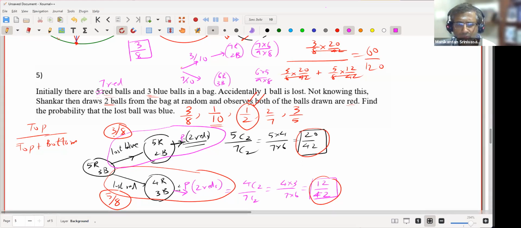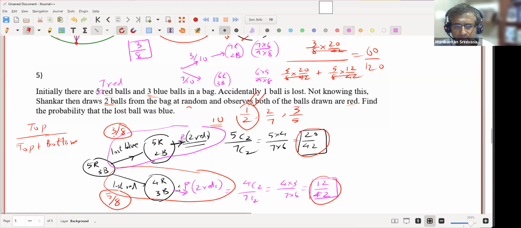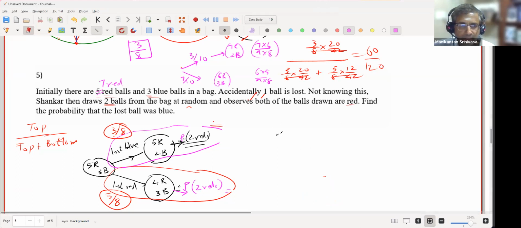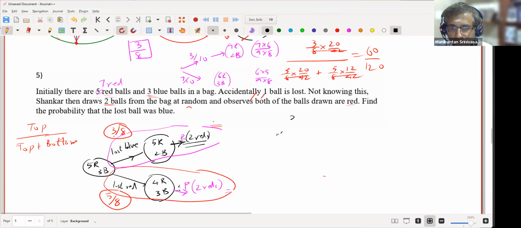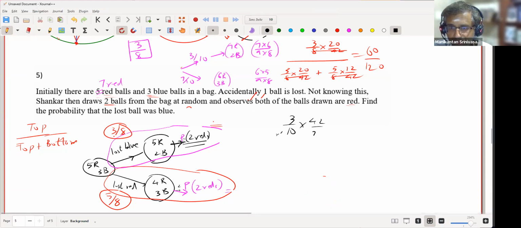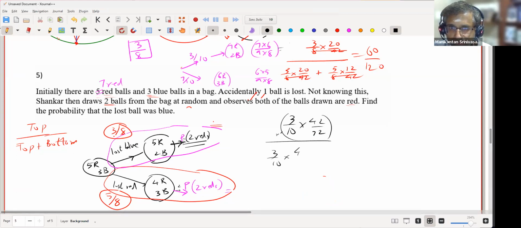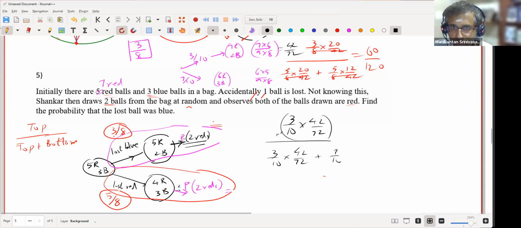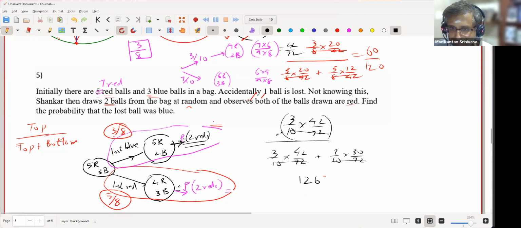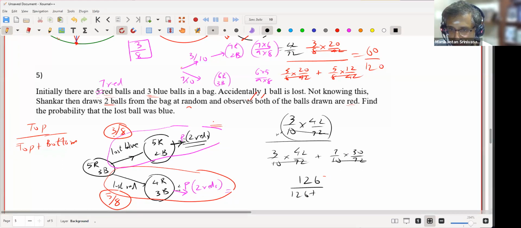Okay. So now if I do the proportion here, sorry guys, I'll remove this clutter now. So according to Bayes theorem, this will be 3/10 into 42 over 72, divided by 3/10 into 42 over 72 plus 7/10 into 30 over 72. Okay, so the 10 and 72 all do not matter. So it's just 126 upon 126 plus 210.